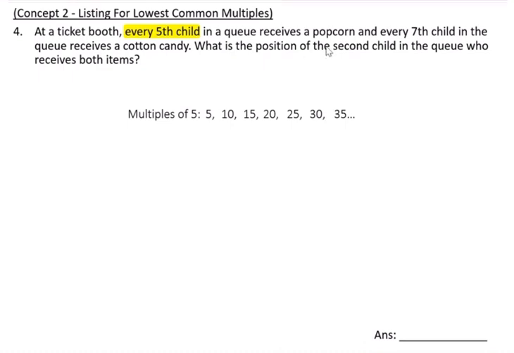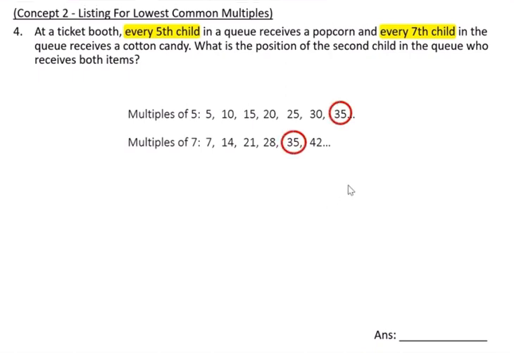Now every 7th child receives the cotton candy, so the receivers for the cotton candy will be in multiples of 7. 7th child, 14th person, 21st person, 28th, 35th person. If you look at these 2 rows of multiples, who is that one lucky person who will receive both items? Which one? Position number? 35.